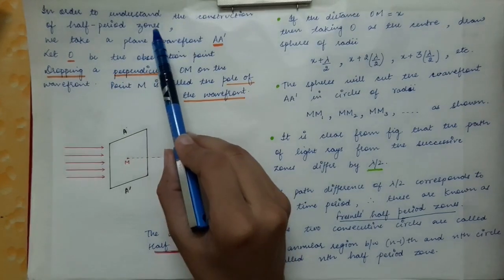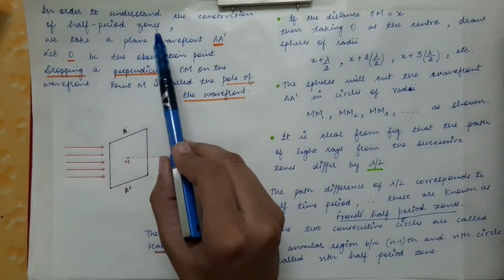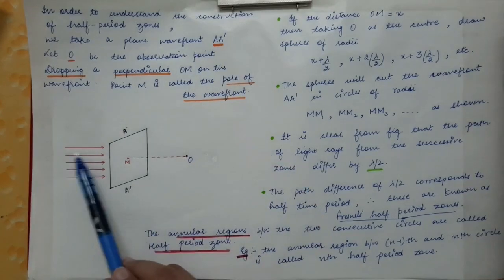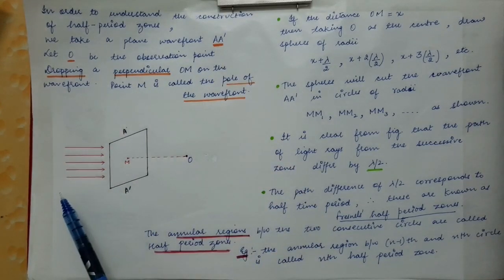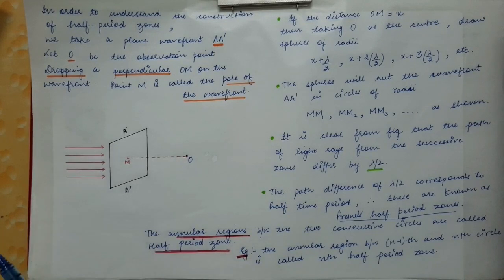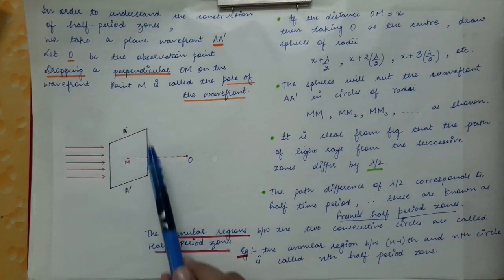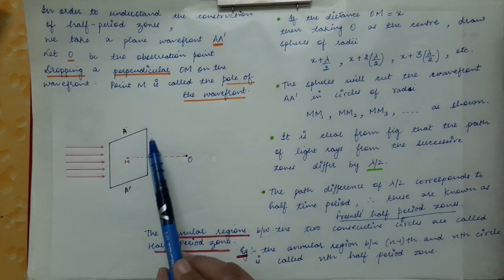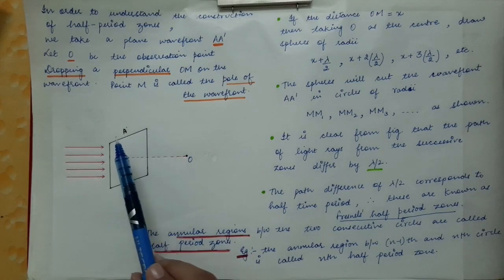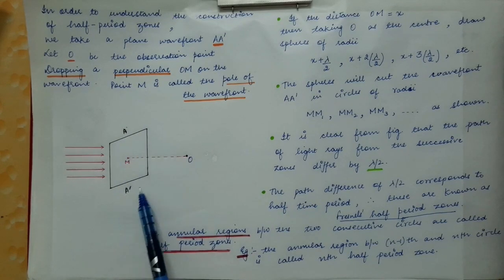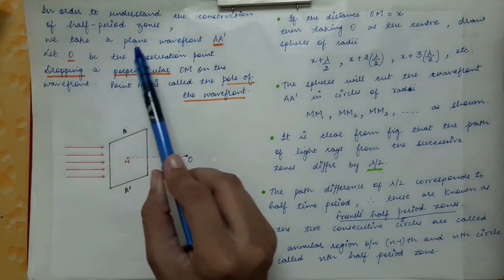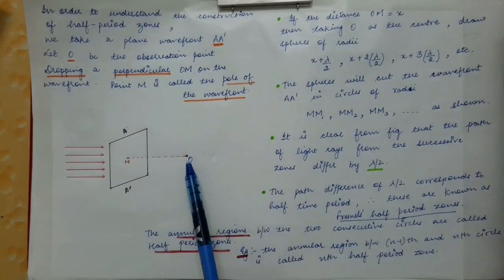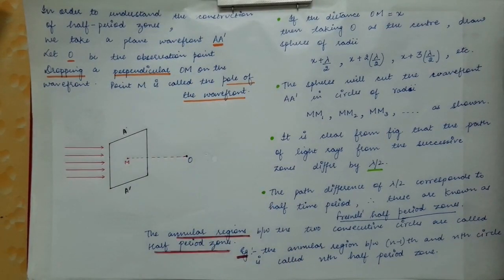Now, in order to understand the construction of these half period zones, we take a plane wavefront A prime. So we have parallel rays coming from a particular source, and the wavefront of these parallel rays is a plane wavefront which will be perpendicular to these rays. The wavefront is denoted by A prime in this case. So we take a plane wavefront A prime. Now we are considering the observation point where we want to find the intensity of the light.